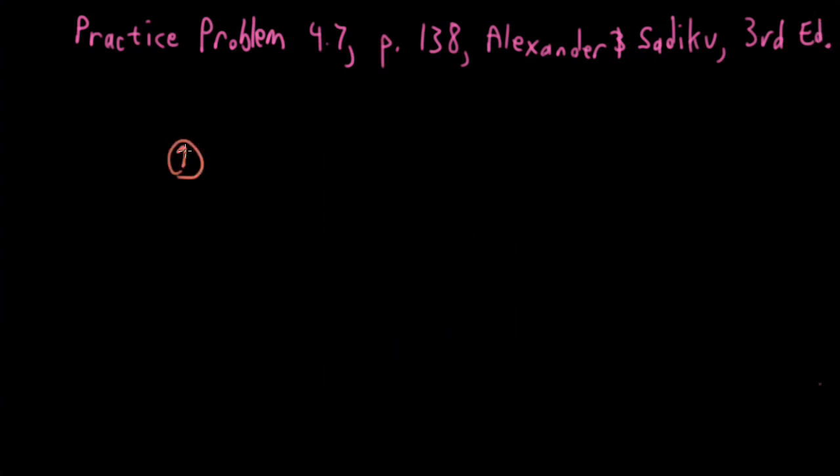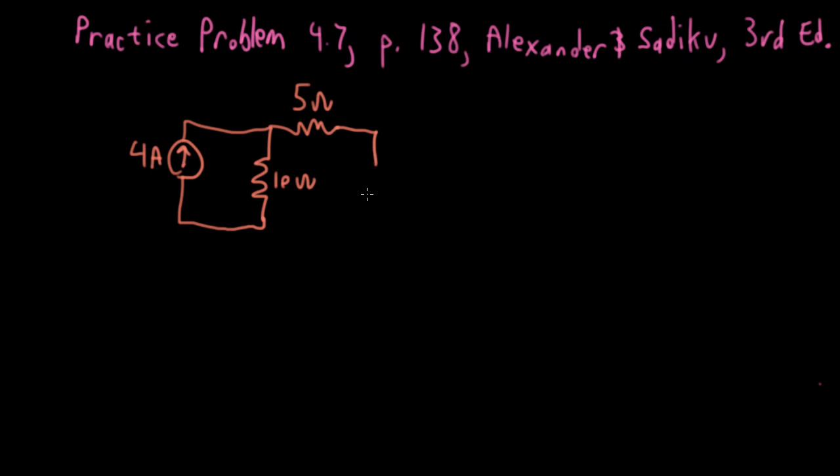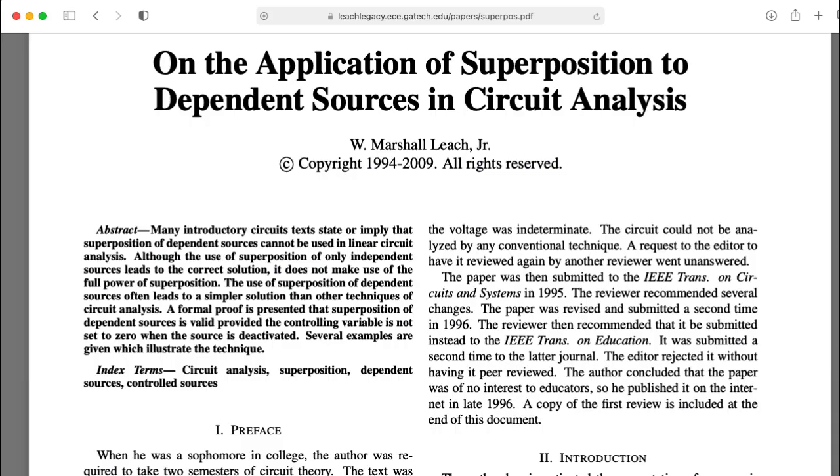So in this problem, we have a 4 amp source, and this is very much a textbook sort of problem. 4 amps is a terrifying amount of current. And we have a 10 ohm resistor, we have a 5 ohm resistor, and then we have a controlled voltage source. And notice the way the sign on this voltage source is set. And the voltage here is controlled by a current Ix, and the current Ix is measured flowing down this direction. So the problem asks us to find Ix using source transformation. Here we're going to find Ix using Marshall Leach's superposition method.